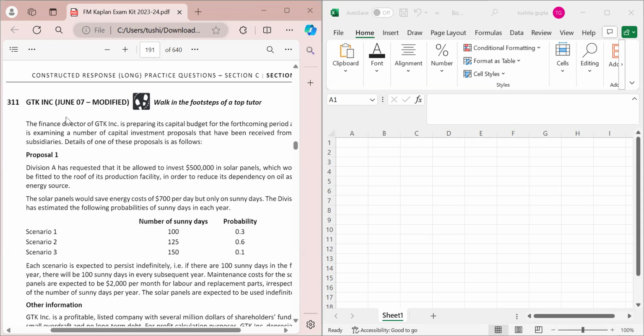In this video we are solving a kit question. This also happens to be a past paper question, although pretty long in the past. So it's June 2007, GTK INC. Let's get started with the question.